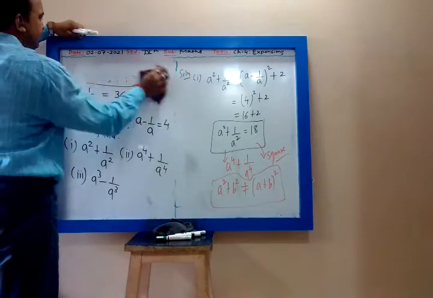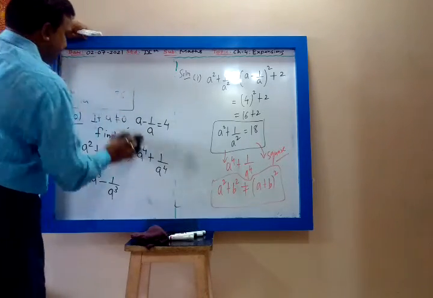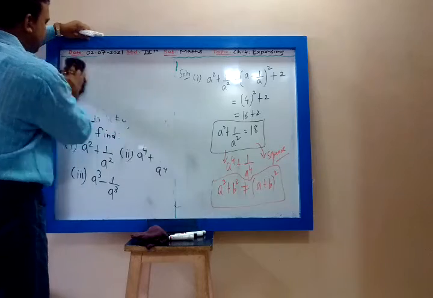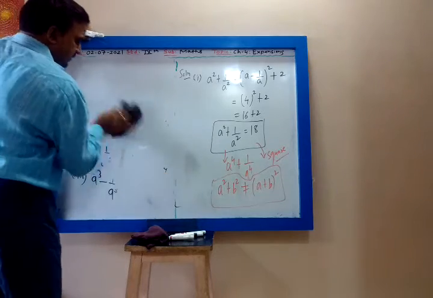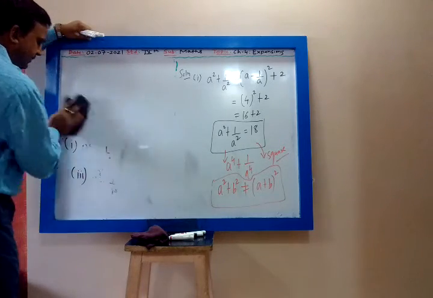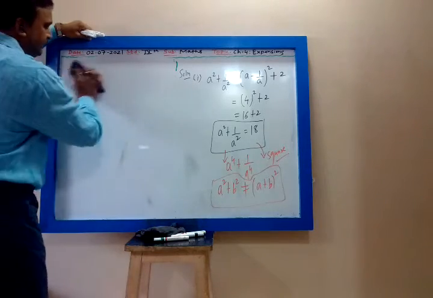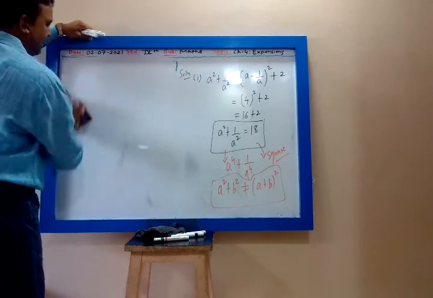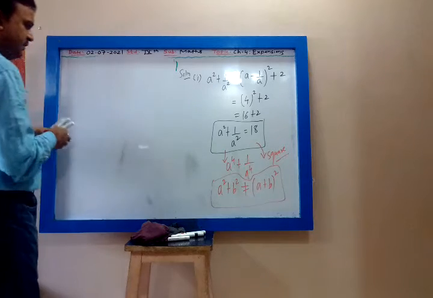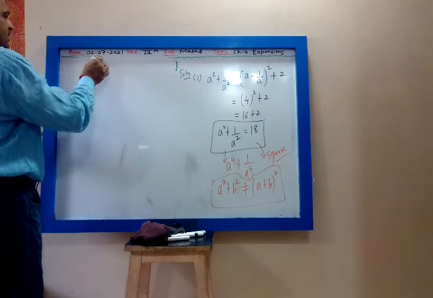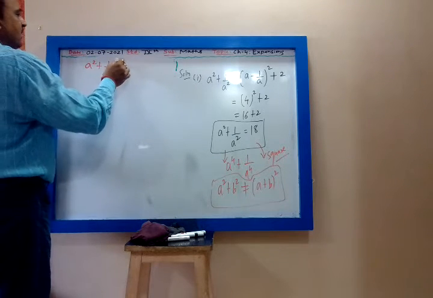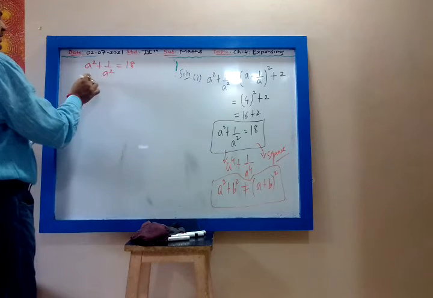So to find A raised to 4 plus 1 upon A raised to 4, squaring both the sides of A square plus 1 upon A square. So A square plus 1 upon A square is 18. So squaring both sides.